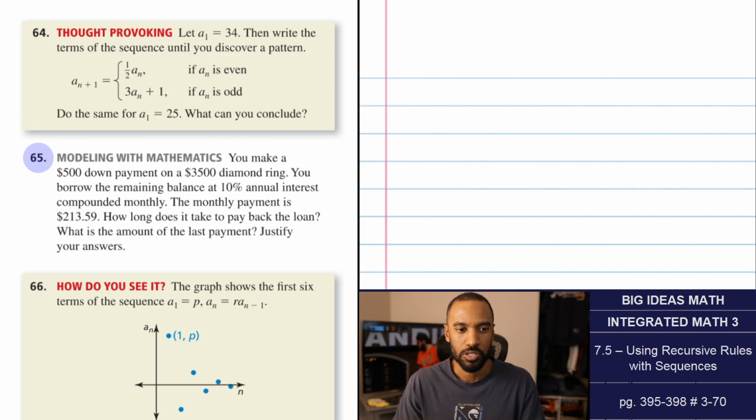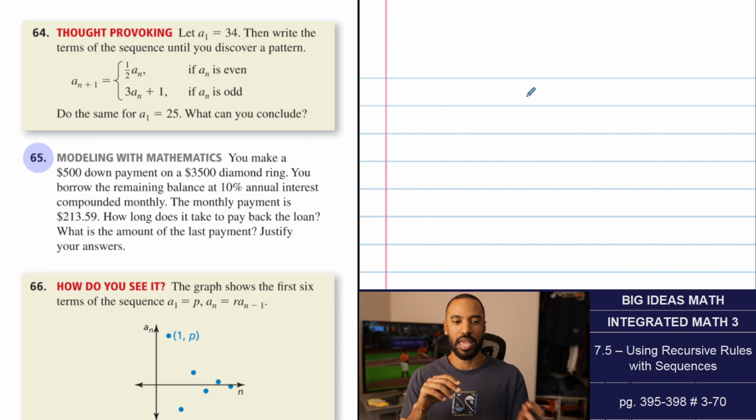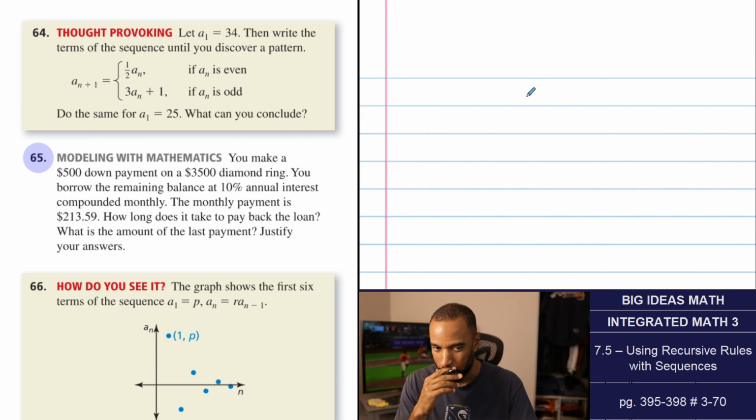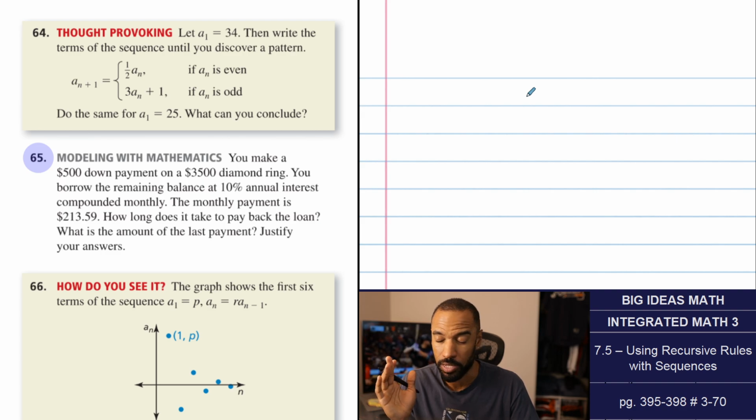Modeling with mathematics. You make a $500 down payment on a $3,500 diamond ring. You borrow the remaining balance at 10% annual interest compounded monthly. The monthly payment is $213.59. How long does it take to pay back the loan? What is the amount of the last payment? Justify your answers. I might have to do one of the Excel spreadsheet things again. I can undo.